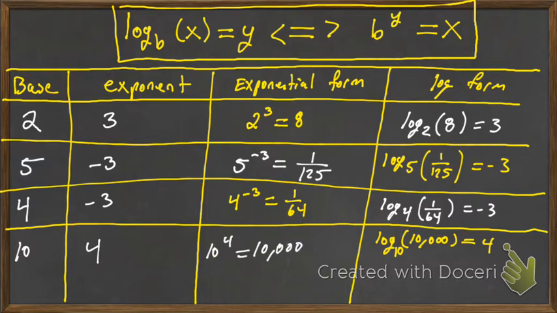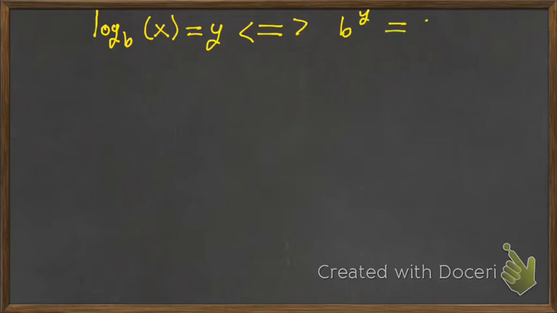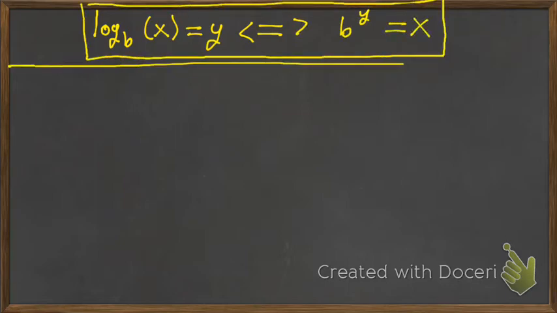Okay. Alright, so we're going to look at some more examples of this. So we're going to rewrite the same thing. Log base b of x is equal to y is equivalent to b to the y power is equal to x. And we'll construct the same table so we can look at all different parts. So we're looking at the base and the exponent and the exponential form.